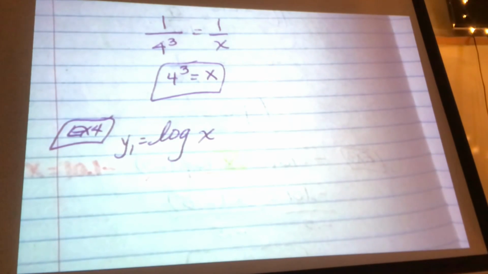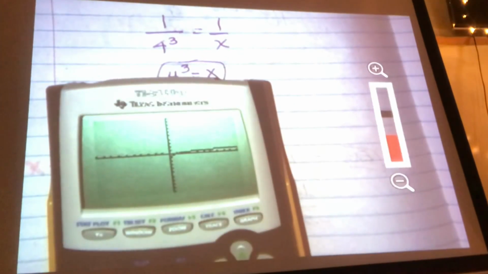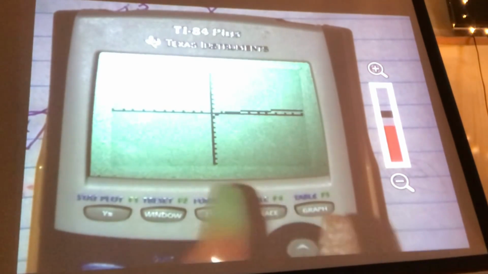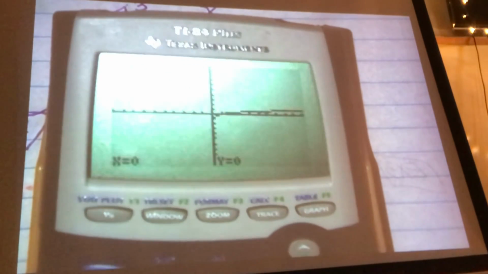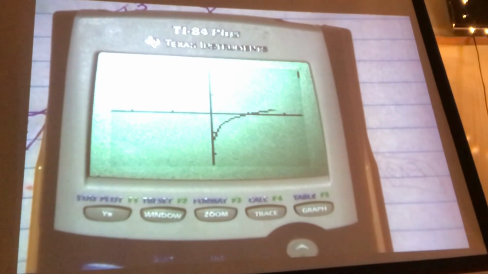All right, graph this on your calculator. You should have this. If I change the window a little bit so we could zoom in, you could see it a little bit better, like that. So now I want you to tell me what the domain and range of these bad boys is.